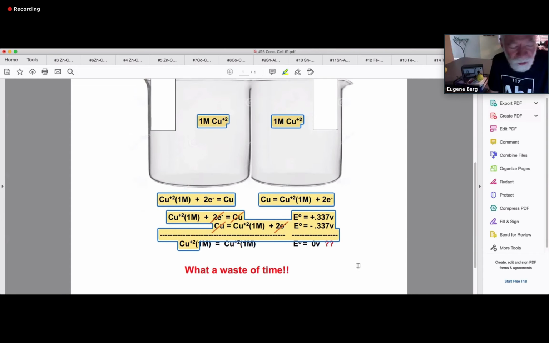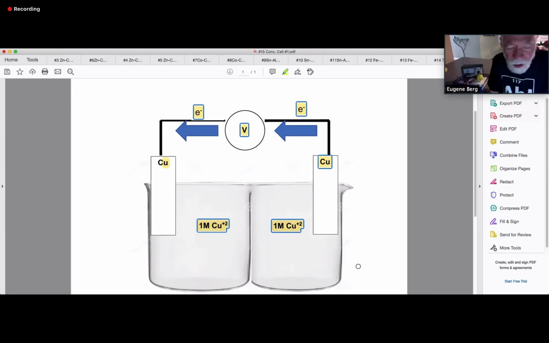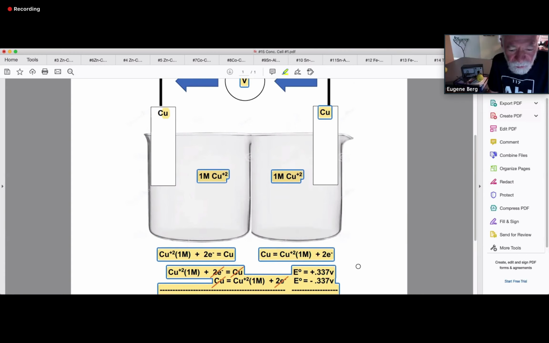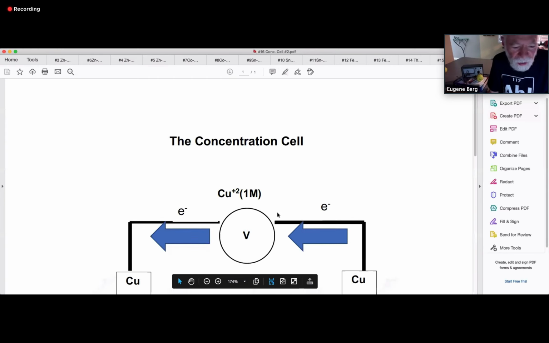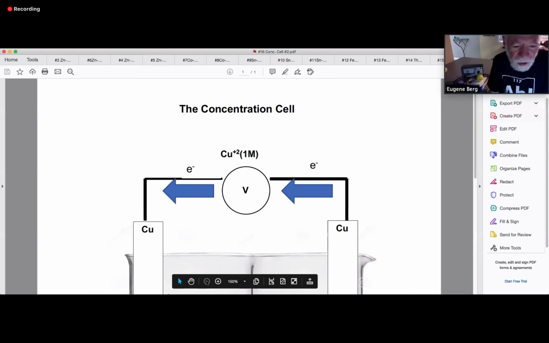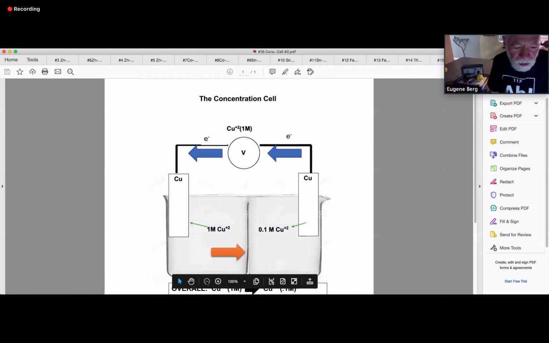Okay, now, does anybody have an idea how we could doctor up the cell and get some voltage out of it? Hint, instead of having 1 molar on both sides, how about if we have, any suggestions? How about different concentrations? Which leads to the next chart. Okay, so the idea is maybe we can get voltage out of a concentration cell if we have different concentrations.